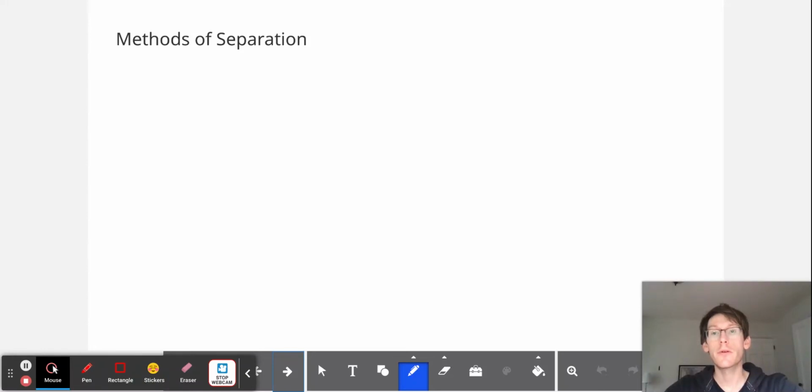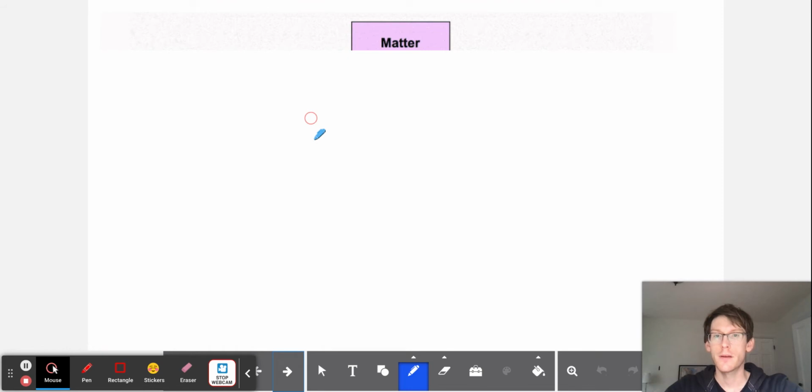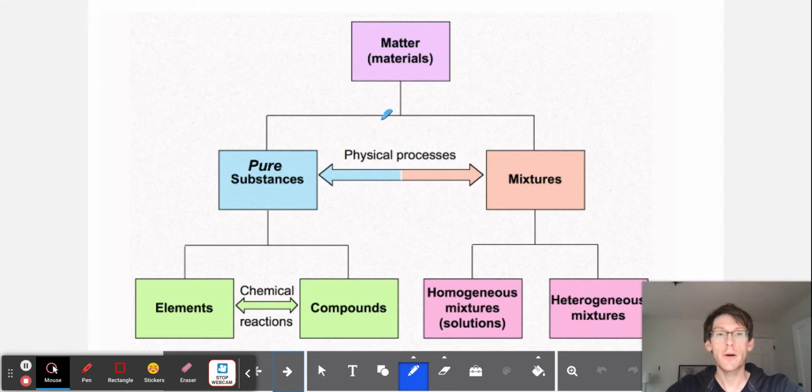In this video, we'll learn about methods of separating matter. So to start, let's talk about mixtures and pure substances. Two pure substances, like for example, salt and baking soda, could be physically put together into a mixture, but the mixture can be separated back into its original components using physical processes.